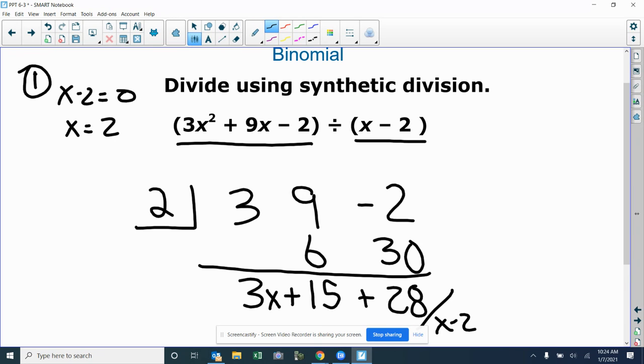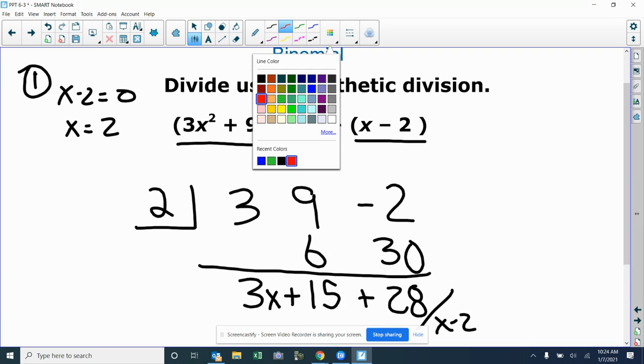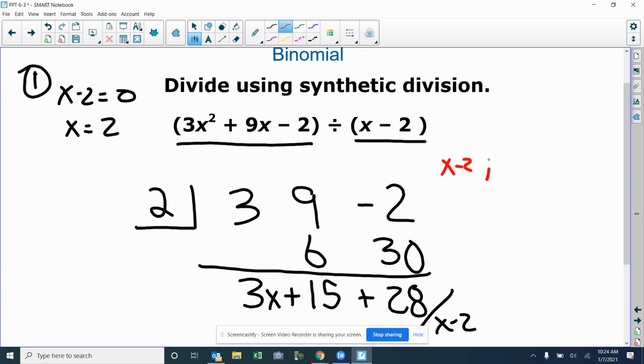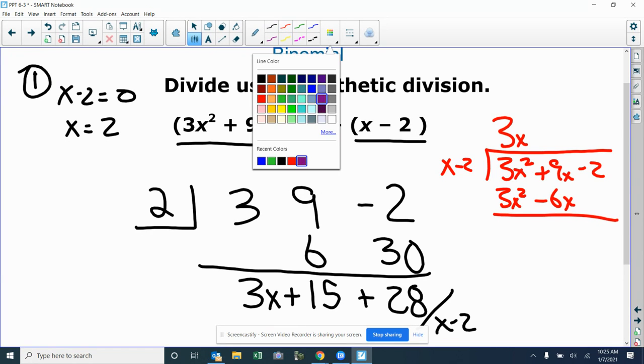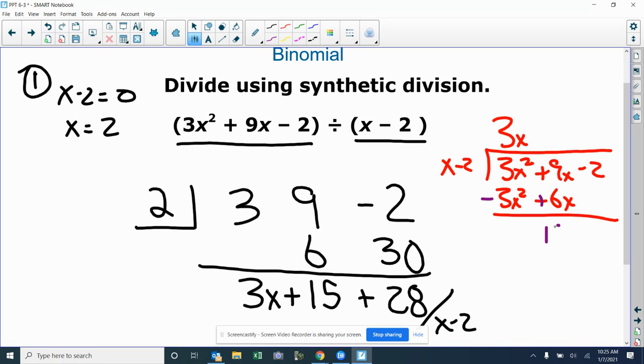Now let's see if it really does work. Let's try long division over here with this problem. So we have x minus 2 and I have 3x squared plus 9x minus 2. So I'm going to need to multiply by 3x. That'll give me 3x squared. That's going to give me minus 6x. Of course, I have to change these signs. That becomes minus and plus, so I end up with 15x minus 2.